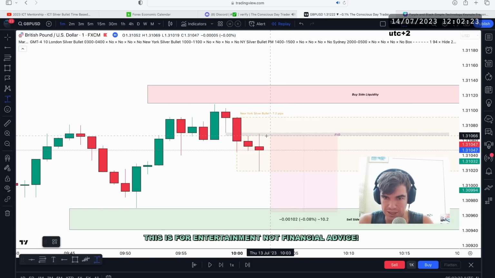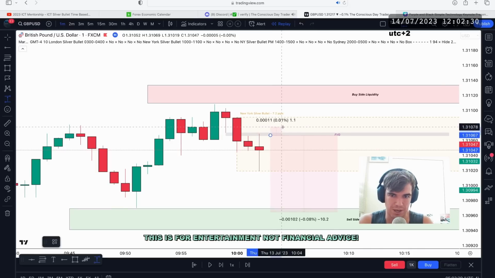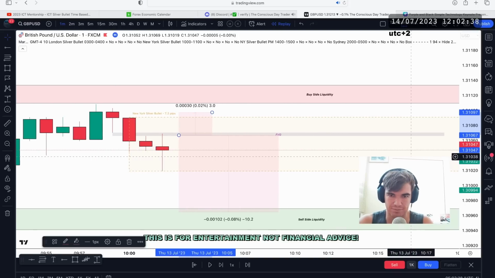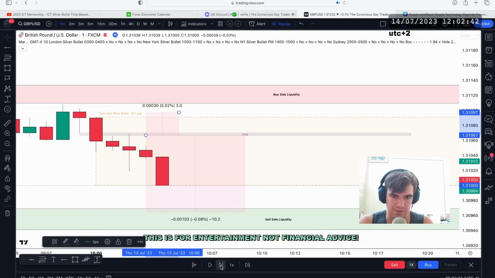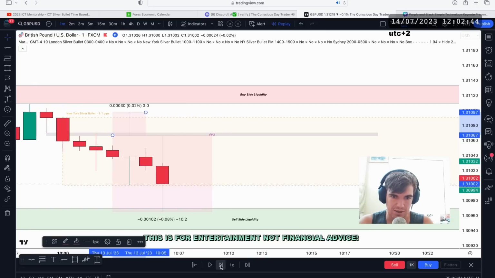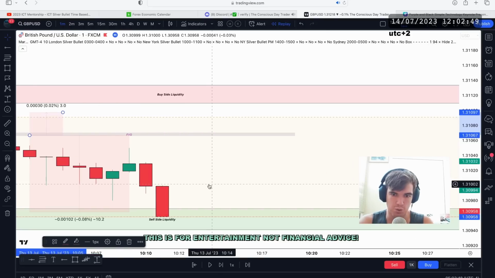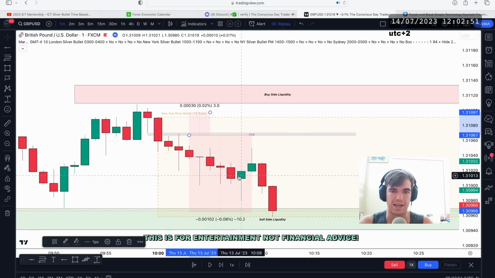Your stop would be just above that fair value gap there. So that's going to be not even 1. Let's call it 3 pips. So we're risking 3 pips, which would take us up here. We're risking 3 pips to make 10. Okay? Let's see what happens. Price comes down, and boom, another valid silver bullet.